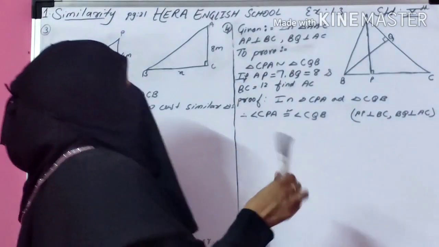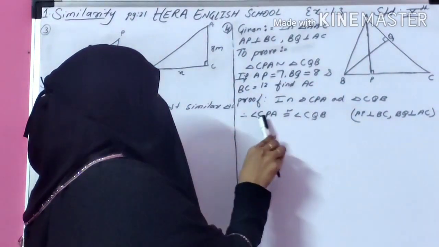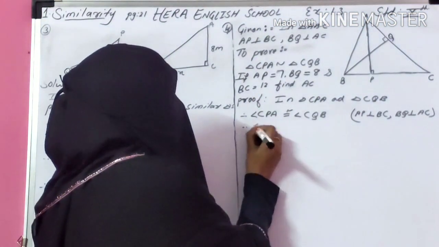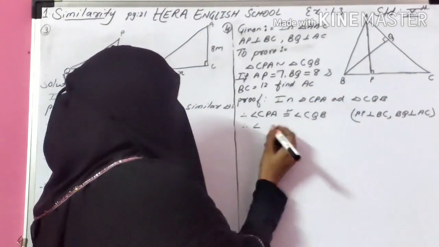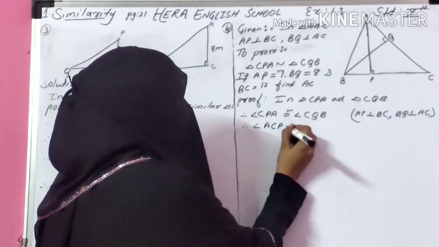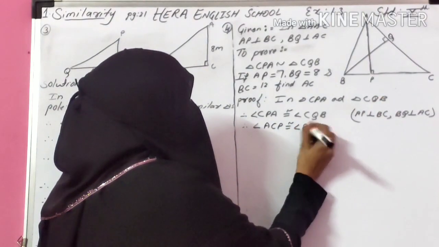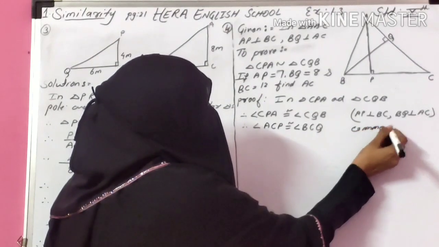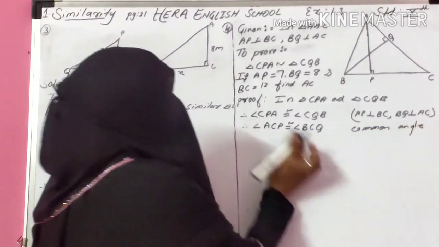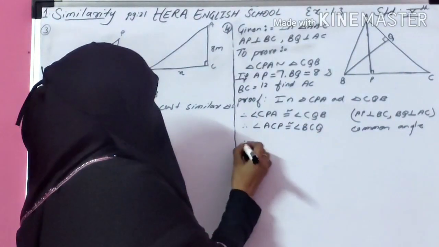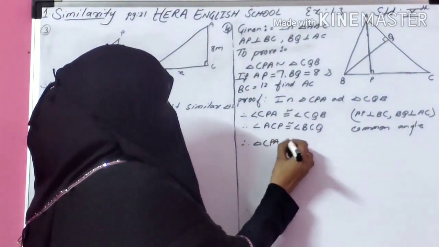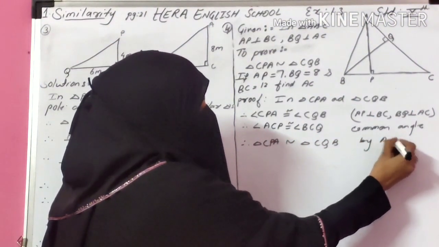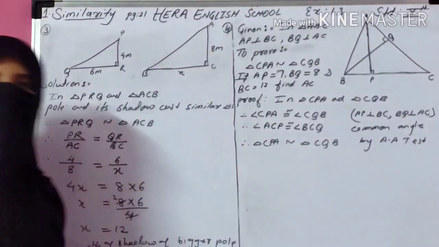Okay. Now, if you observe the names CPA, CQB, angle C is common in both the triangles. So write here. Next angle, you have to write angle C. Then it becomes angle ACP is congruent to angle BCQ. So angle C is common, so write here common angle. Now one angle is congruent, one angle is common, so therefore triangle CPA is similar to triangle CQB by AA test of similarity. Easy?